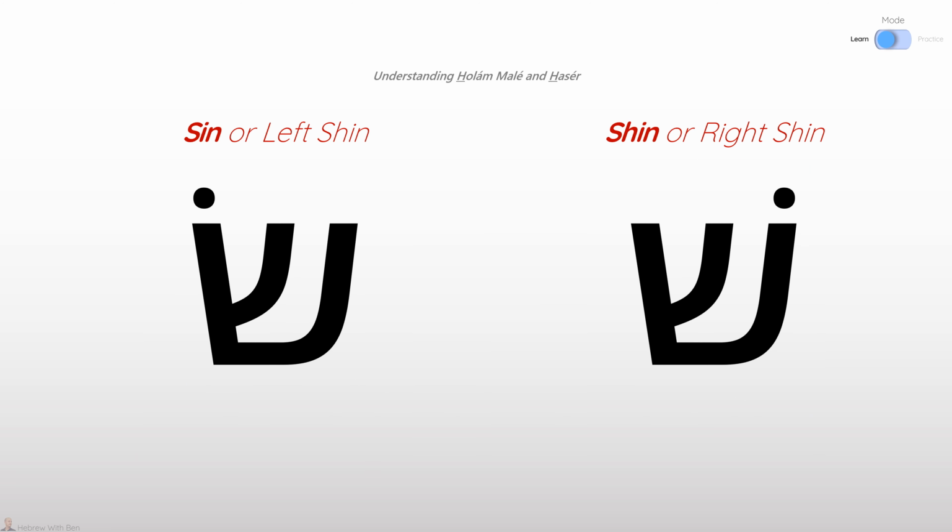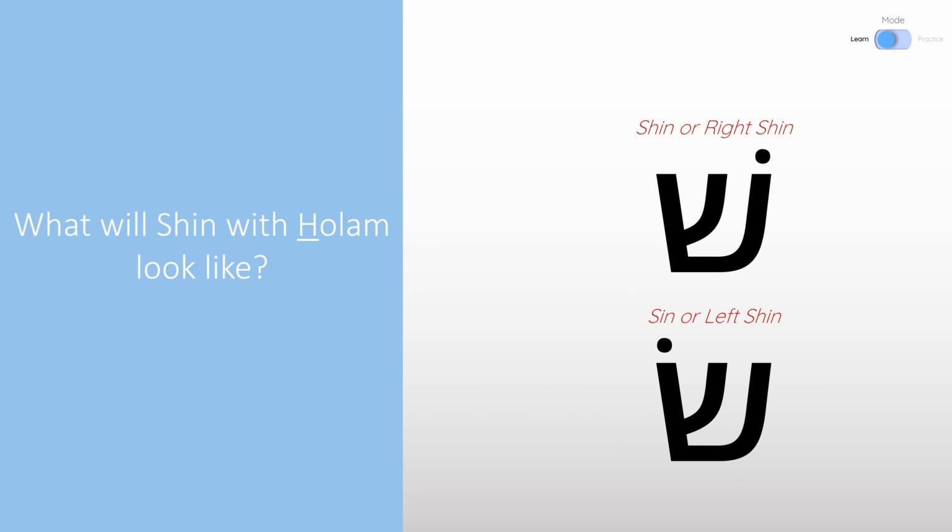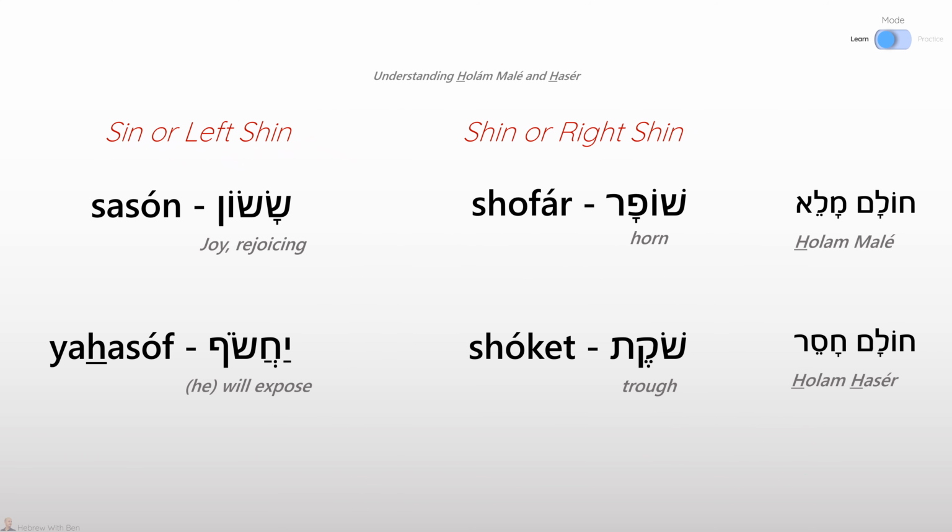Before we continue, I want to take a second to talk about the letter Shin. We know that the letter Shin has a dot on its left or right side. That determines the consonantal sound. Shin, like other letters, can be decorated with cholam maleh and cholam chaser. That raises the question, what will a shin decorated with cholam look like? To avoid potential confusion, I want to show you examples dedicated to the letter shin.